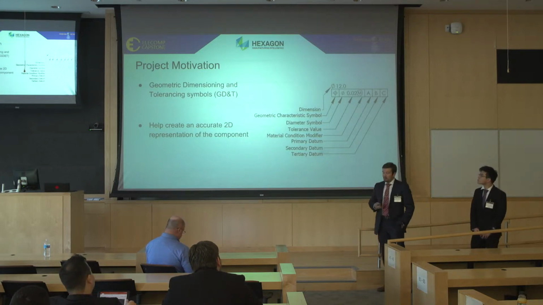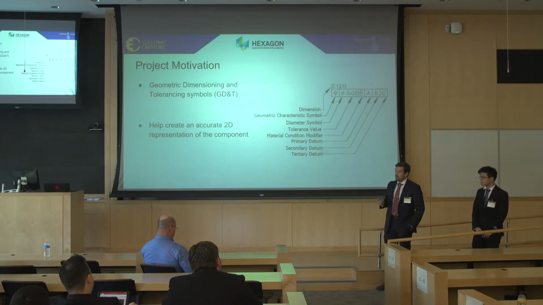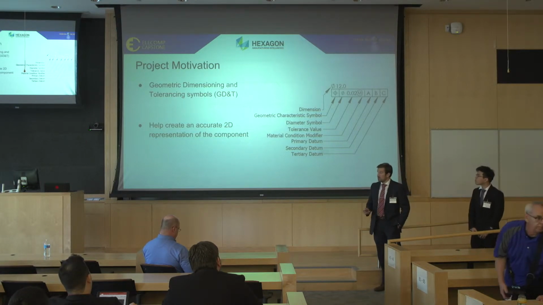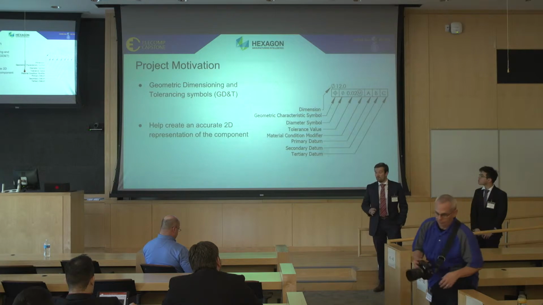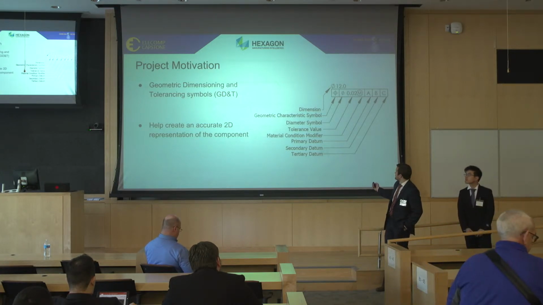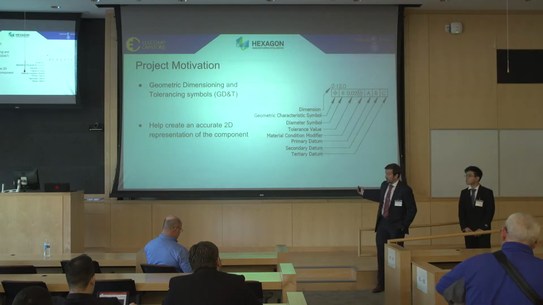One thing they are not capable of doing yet is to recognize geometric dimensioning and tolerancing symbols, known as GD&T symbols. These are used in engineering drawings to help create an accurate 2D representation of the component. Our focus for this project was to recognize what is called a feature control frame, which is up here on the right. This is used to help define a surface of a specific part.